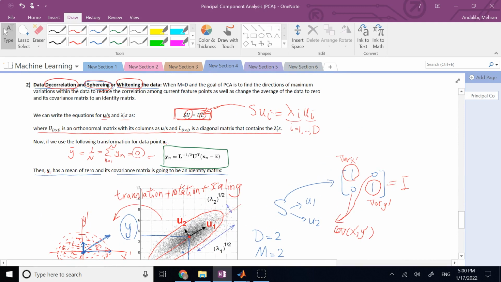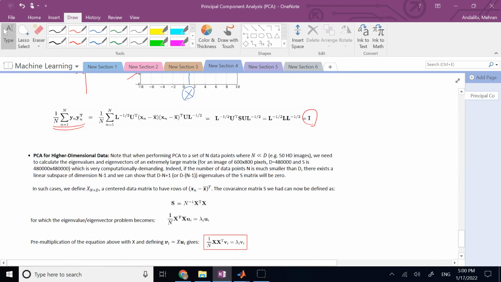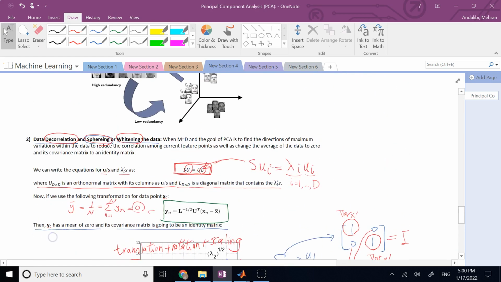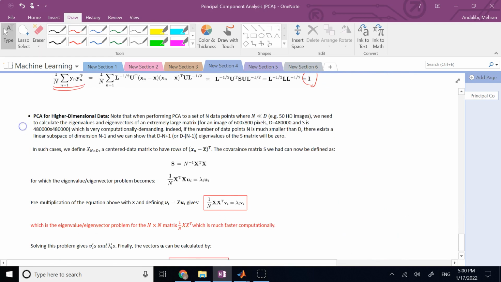Sizing the data or compressing the data. It's just decorrelating the data, scaling it, translating it, and rotating it. Okay? So that's another application of PCA, very important.